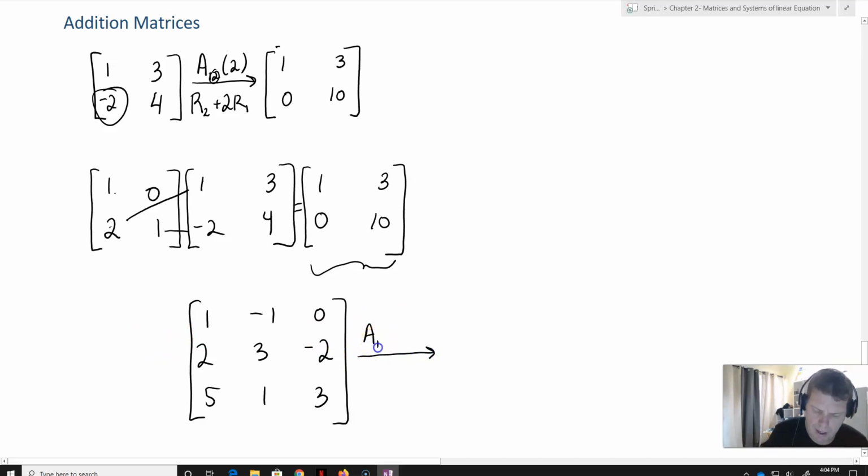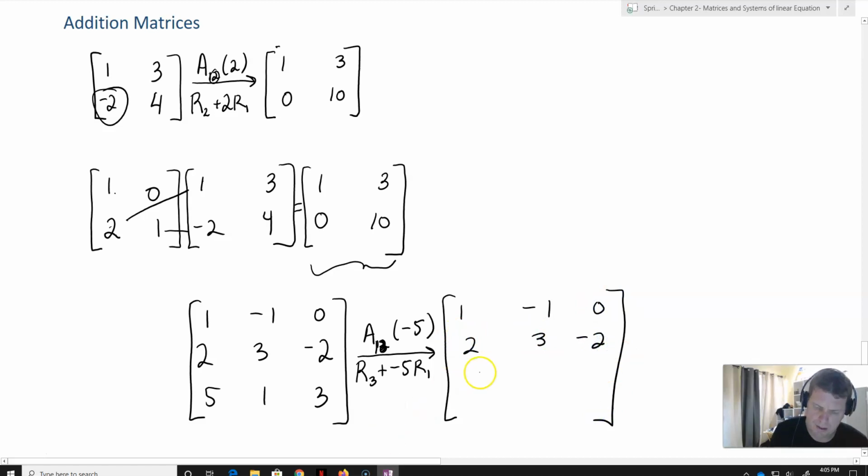Now what I want to do is add -5 of row 1 to row 3. So that's row 3 plus -5 times row 1. What that's going to give me is 1, -1, 0. The first row is not going to change, and the second row is definitely not going to change: 2, 3, -2. And then for the third row, -5 times 1 plus 5 gives 0, then -5 times -1 is 5, plus 1 is 6, and then 0 times -5 is 0, plus 3 is 3. So I'm going to end up with 0, 6, 3.